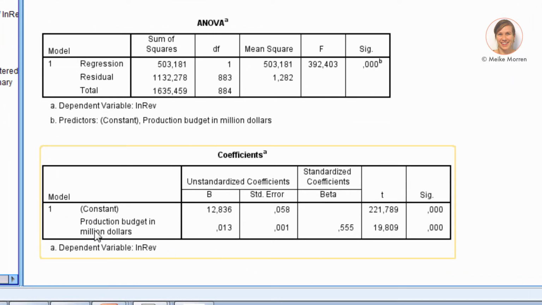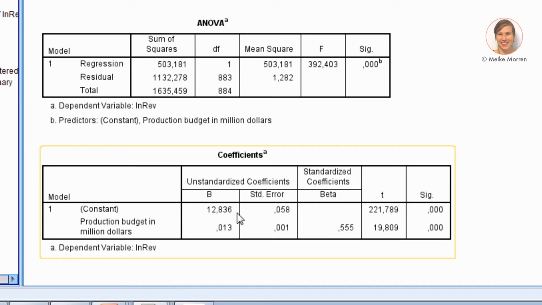Here we have the results. So what does this really mean? First, we look at the unstandardized coefficients. You see that a 1 point increase in the independent variable leads to a 0.013 increase in the dependent variable. So what does it really mean in this case? It means that an extra $1 million in budget for a movie leads to a 0.013 increase in the log revenue generated by that movie.